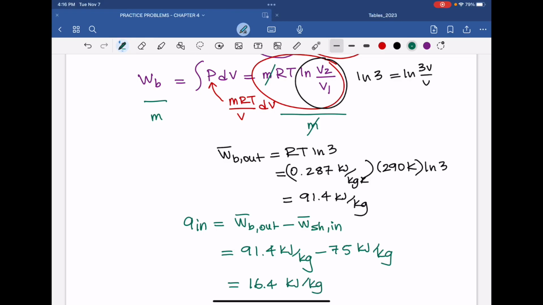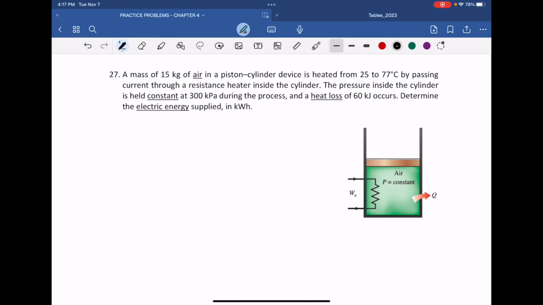That's the answer. And here at the final question, we have air with a mass of 15 kilogram. It's a piston cylinder device, and they are giving us a temperature change from 20 to 77. And there's a current passing through, which is providing electric work, electric energy to the system. And the pressure inside the cylinder is constant, 300 kilopascal, but there's a heat loss of 60 kilojoule. Determine the electric energy supplied. So the only way to do this is, of course, we need to write the energy balance, okay?